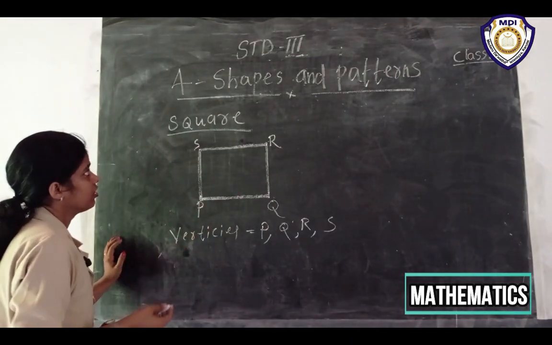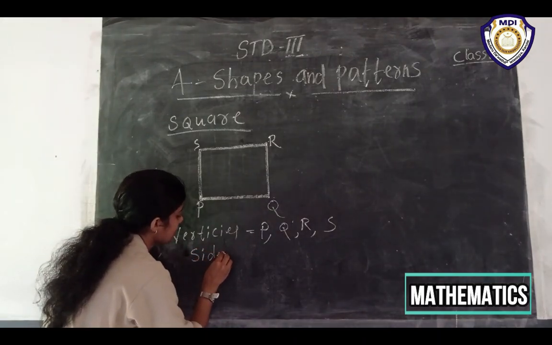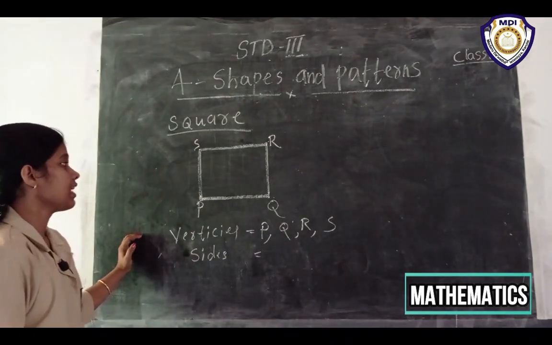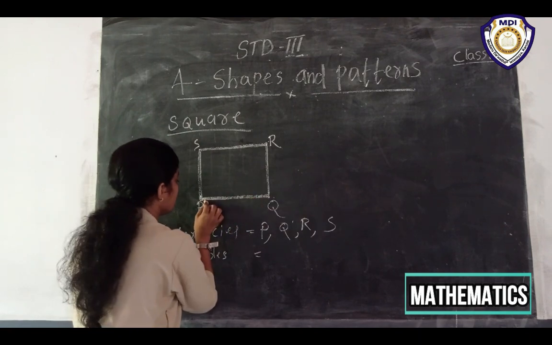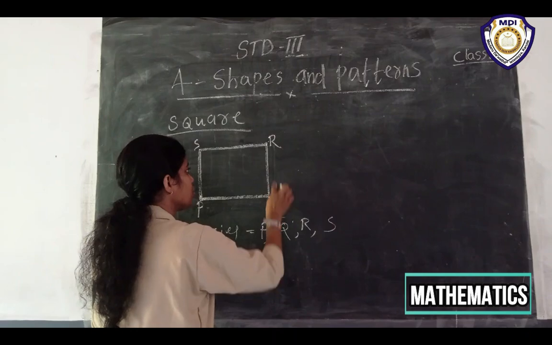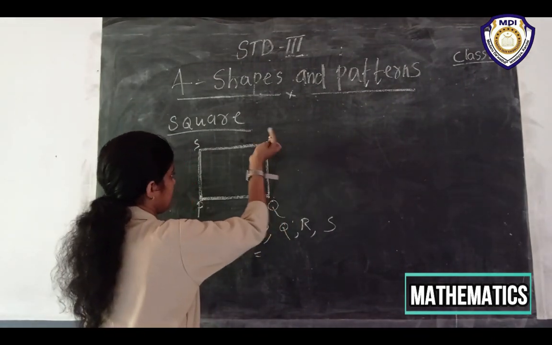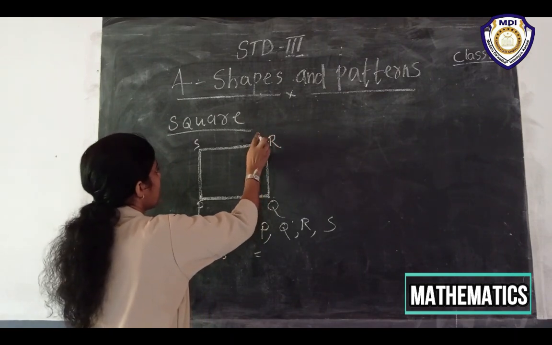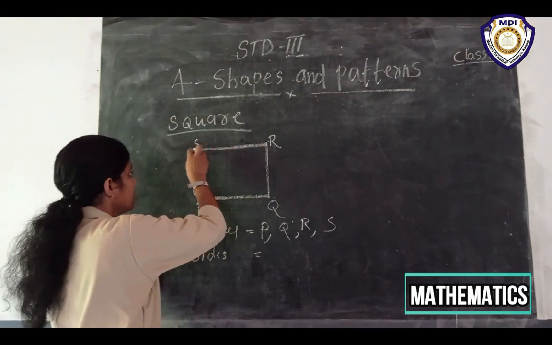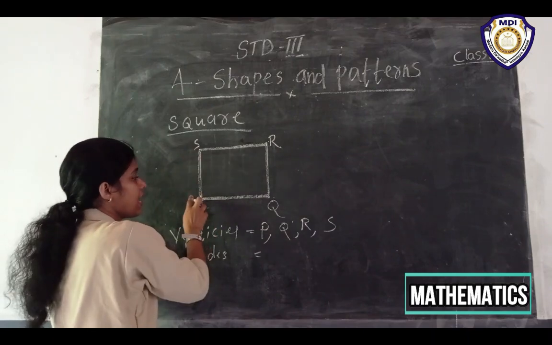Then sides. How many sides are there? 4 sides. PQ is one side and this one QR is another one. Next side is RS. This is another side. Then SP is another side.